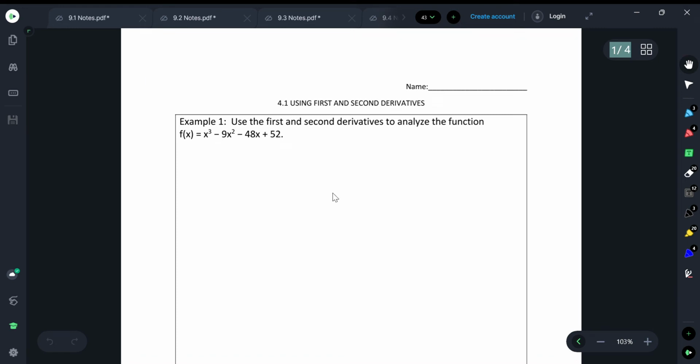All right, welcome back. We're going to be talking about the first and second derivative in calculus. So, literally, the first derivative tells us when things are increasing and when they're decreasing. The second derivative tells us the shape. We call that concavity. Is it concave up or is it concave down?